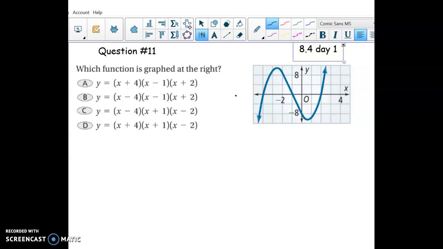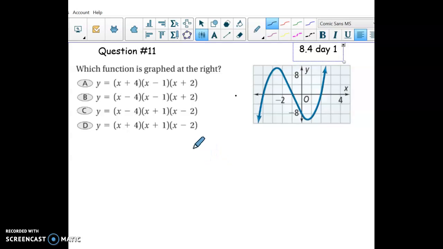All right, 8.4, day one, number 11. This is kind of a weird review one, but we want to know which of these equations matches the graph. In a moment of pure panic, you could type these in one at a time in your calculator and see if you can figure out which one graphs.